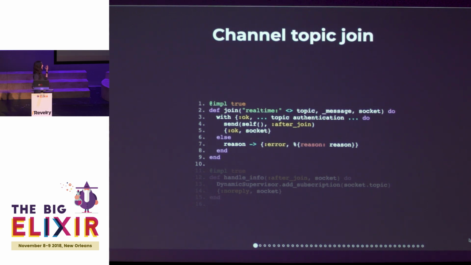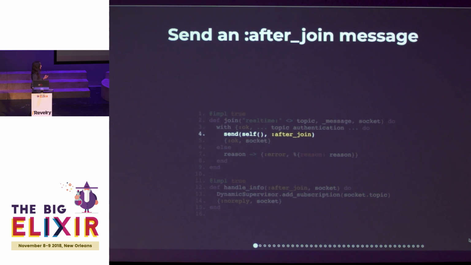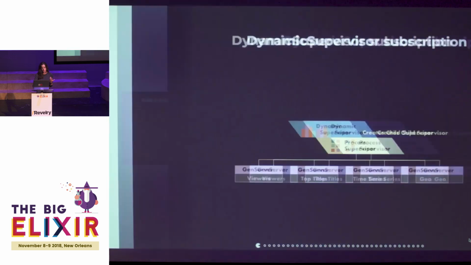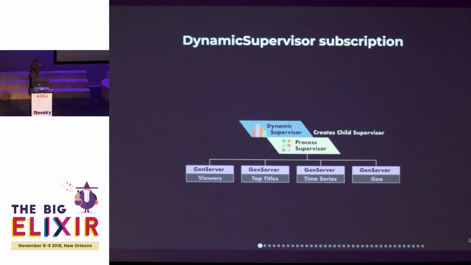After a user successfully joins a real-time channel, we can send ourselves an after join message that gets picked up by a handle info callback, which simply asks our dynamic supervisor to add a subscription for that particular topic. Cool. So we have a dynamic supervisor that creates a child supervisor process that then creates 4 different types of GenServer processes that are all polling our database for different types of information. For example, one of our GenServers might be polling our database for geo-specific information. Another might be polling for time series information.